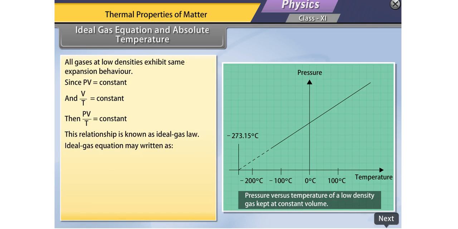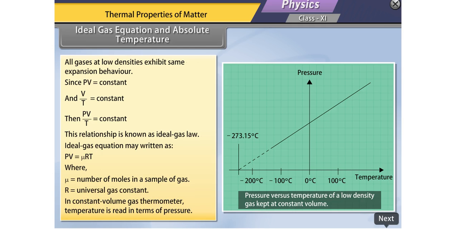The ideal gas equation may be written as PV = mu RT, where mu is equal to the number of moles in a sample of gas and R is equal to the universal gas constant.